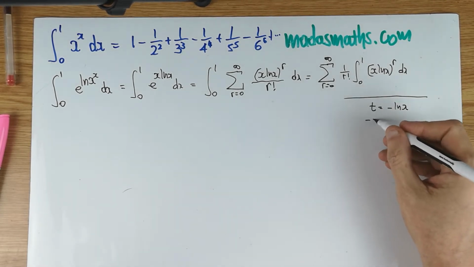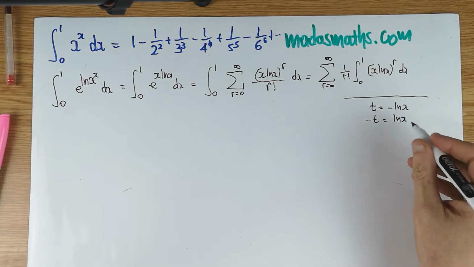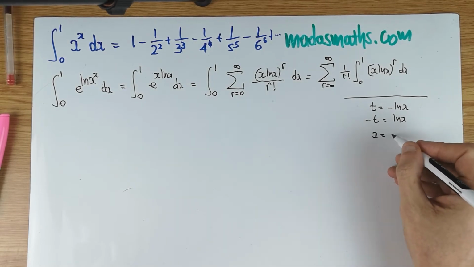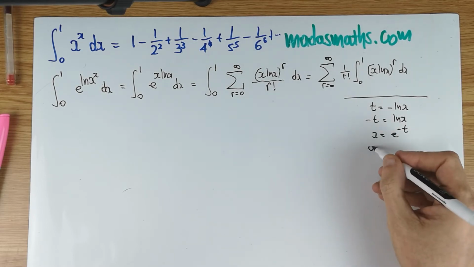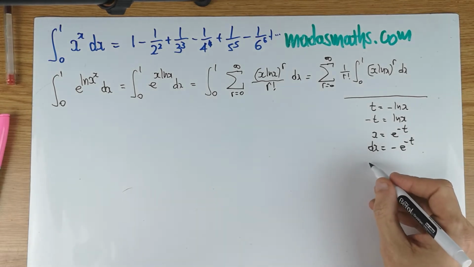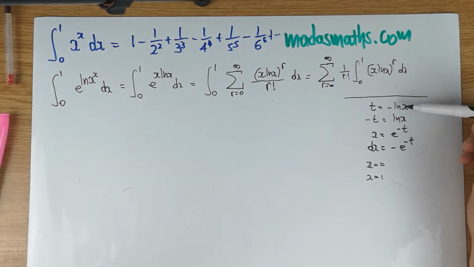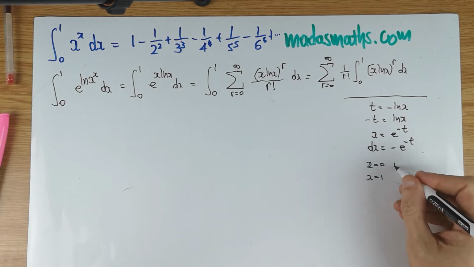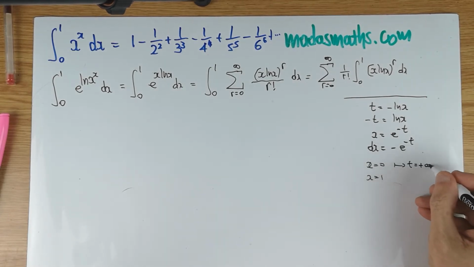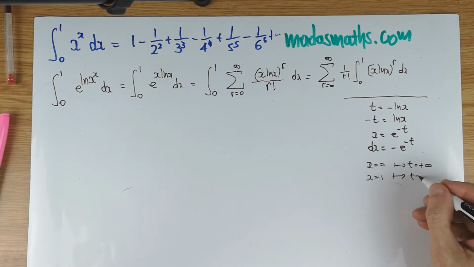So minus t is the log of x, and then we have x is equal to e to the minus t. Probably it's easier to differentiate it from there. dx is minus e to the minus t dt, and you will see what I meant about the limits. When x is equal to 0, the log of x in the limiting case is minus infinity, and with the minus, we'll switch into a plus. And when x is equal to 1, log of 1 is 0, the minus makes no difference. It will go to 0.